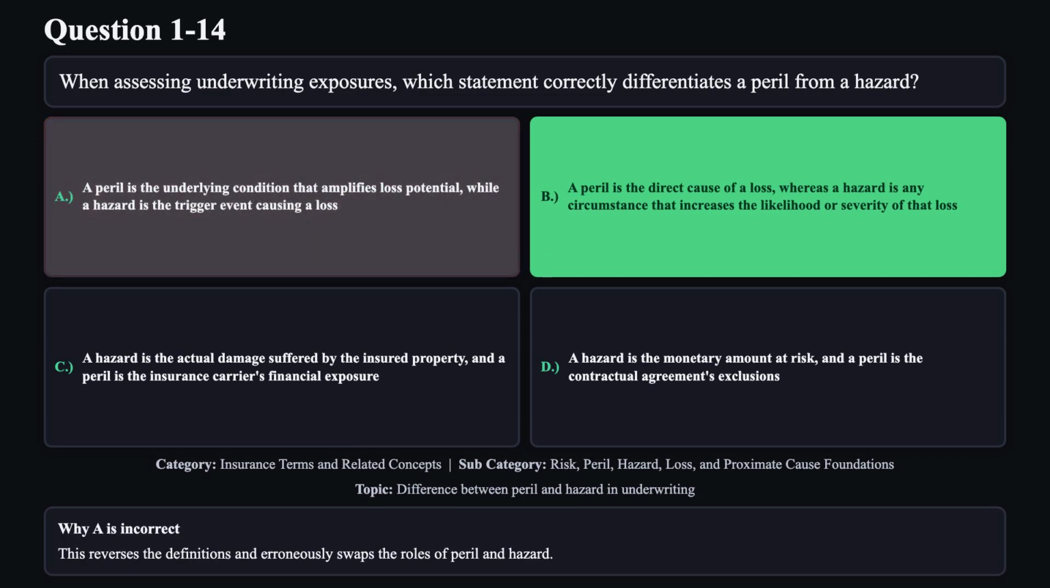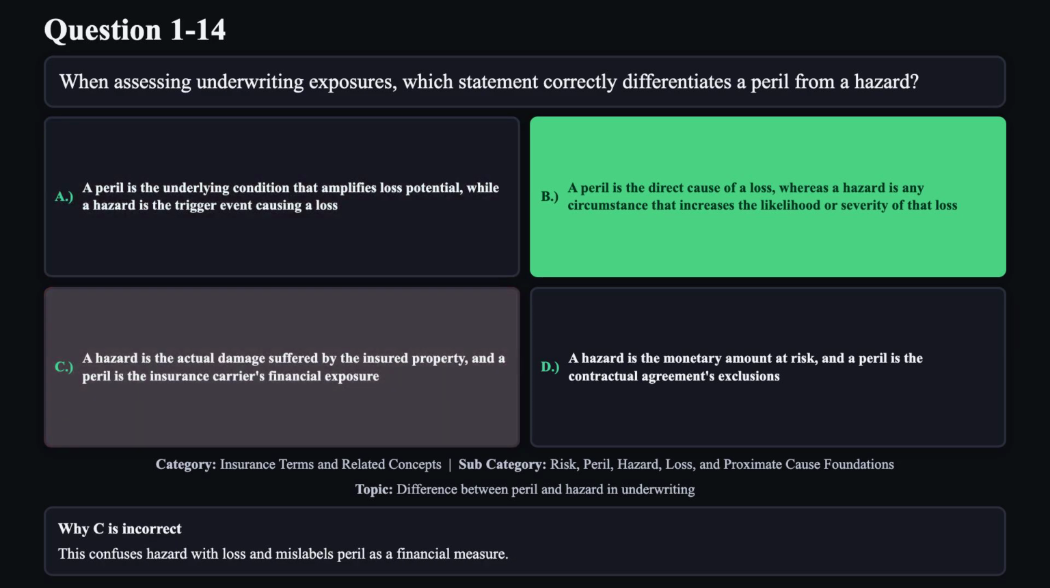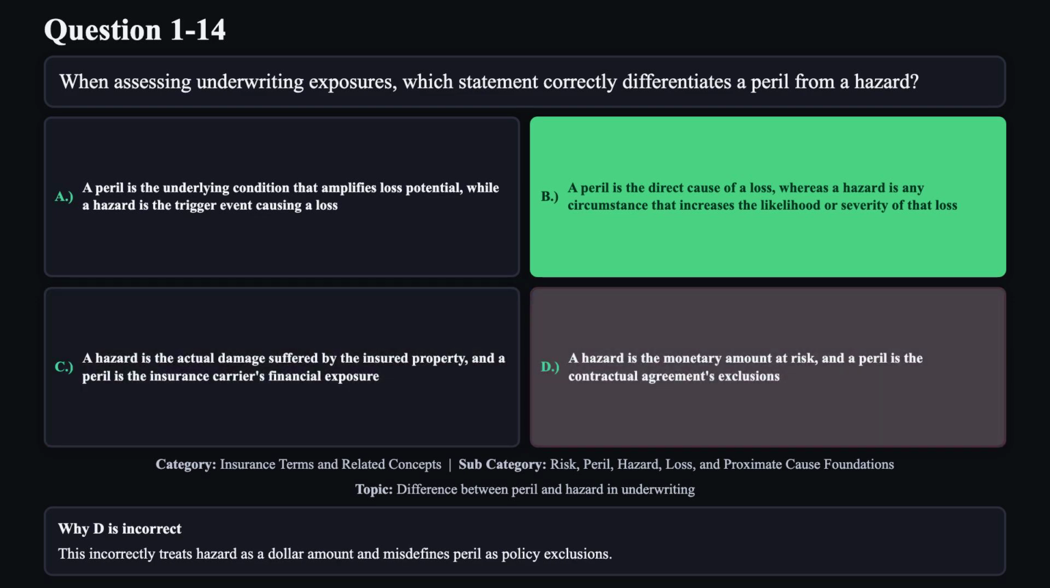Reason A is not correct. This reverses the definitions and erroneously swaps the roles of peril and hazard. Reason C is not correct. This confuses hazard with loss and mislabels peril as a financial measure. Reason D is not correct. This incorrectly treats hazard as a dollar amount and misdefines peril as policy exclusions.